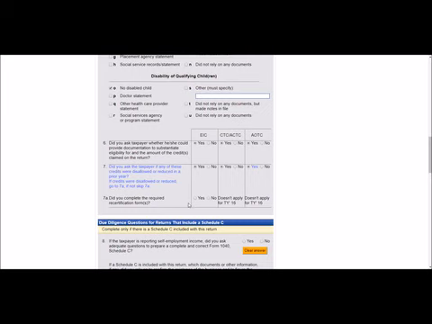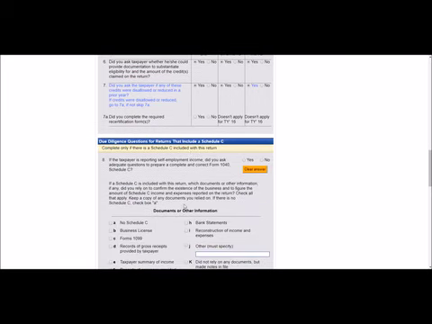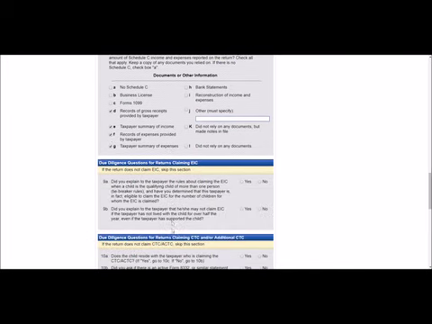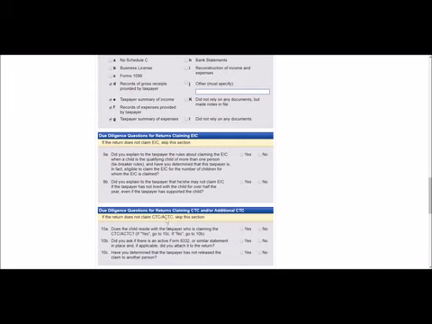Skip this section if there is not a Schedule C on the return. Answer if you asked adequate questions to prepare a complete and correct Schedule C. Select the documents you relied on to confirm the existence of the business and to figure income and expenses. Skip this section if the taxpayer is not claiming EIC.